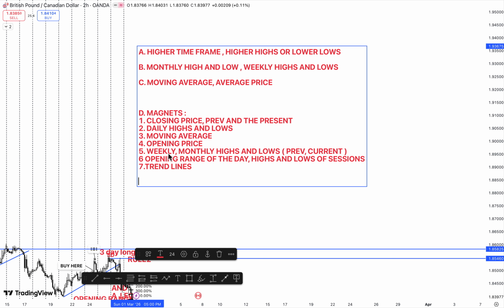We have indicators that display closing price, previous and present, daily highs and lows, moving average, opening price, weekly, monthly highs and lows, opening range of Asia, which is the opening range of the day, and our trend lines, moving averages on smaller time frame. The indicators and the link are in the description.